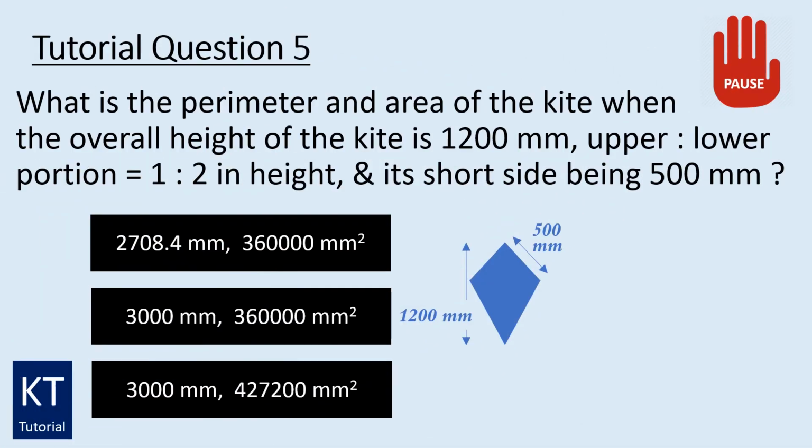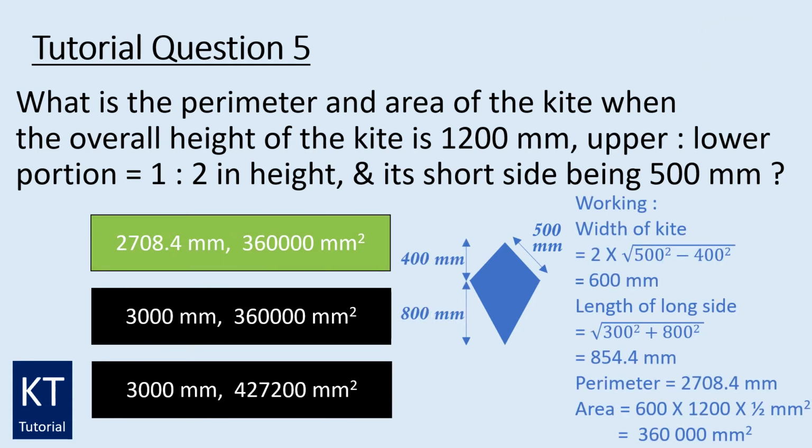Tutorial question 5. What is the perimeter and area of the kite when the overall height of the kite is 1200 mm? The ratio of its upper to lower portion being at 1 to 2 in height, and its short side being 500 mm.